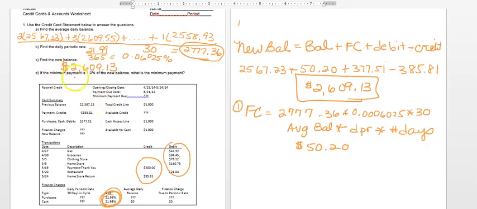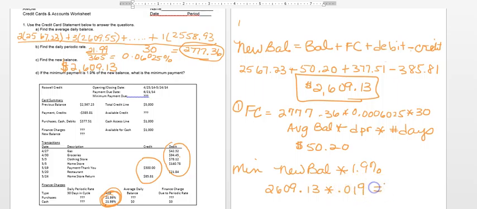Now to figure out my minimum payment, I need to take my new balance and multiply it by whatever percentage they give me. In this case, it's 1.9%. So $2,609.13 times 0.019 is equal to $49.57, which is the minimum payment that I'll have to make on this particular credit card.